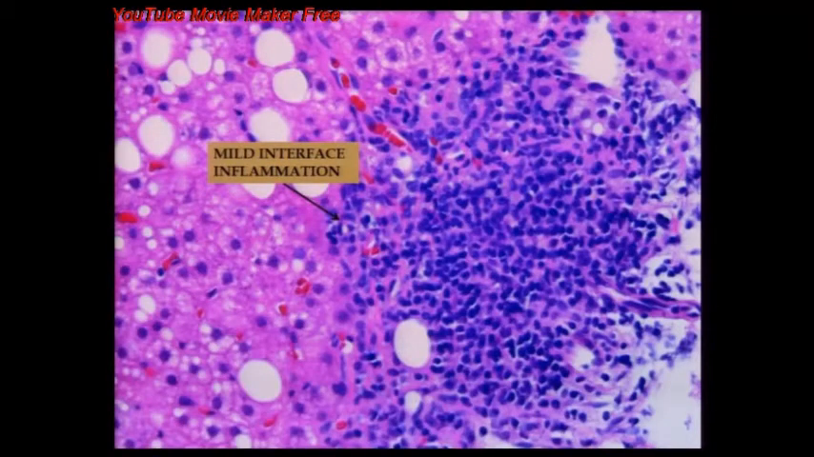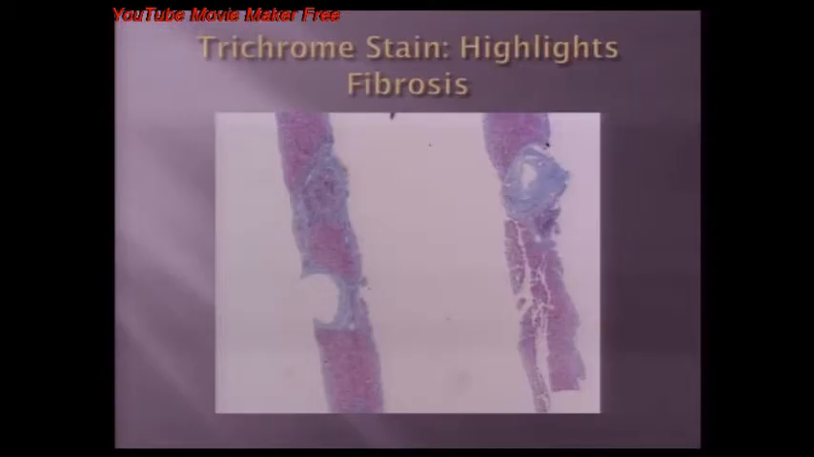Here's another example of mild interface where you can really see that edge, and you see a few lymphocytes sneaking out into the periportal hepatocytes, but really it's pretty mild. The trichrome stain, which we use to highlight the amount of scarring or fibrosis in the liver, shows some portal-based scarring. The portal tracts are expanded by fibrosis. That's compatible with the inflammatory process. We saw a chronic portal-based inflammatory process that's causing portal scarring, so there's a bit of portal expansion.